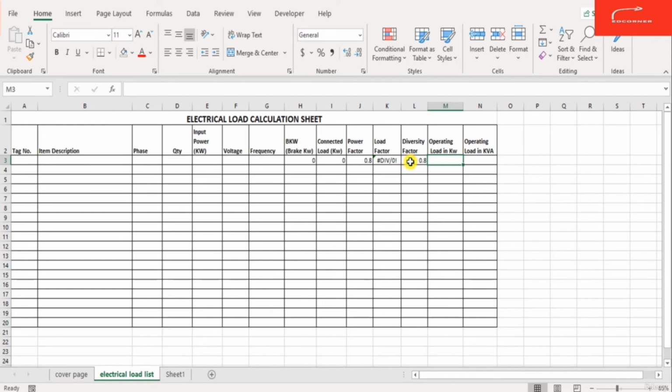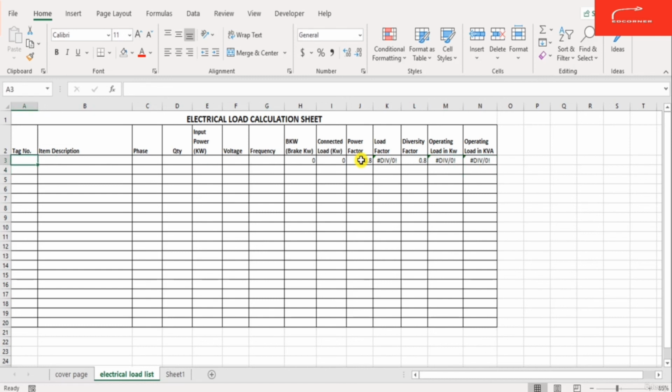And next is operating load. What is operating load? Operating load is equal to break load multiplied by connected load multiplied by load factor multiplied by diversity factor. So the operating load will come. Operating load in kilovolt ampere is equal to operating load in kilowatt divided by power factor. So automatically the operating load will come.